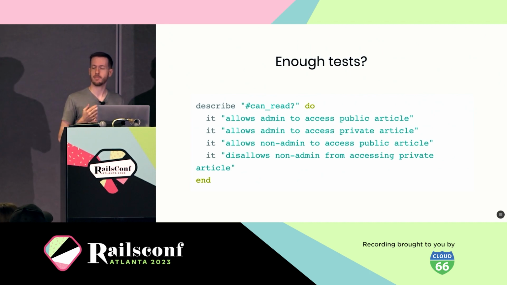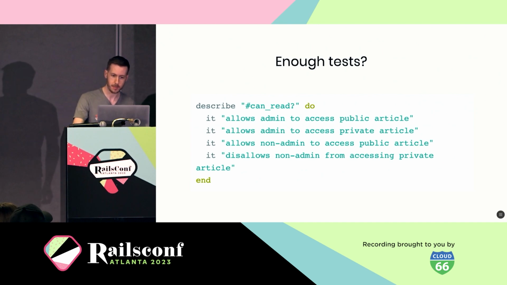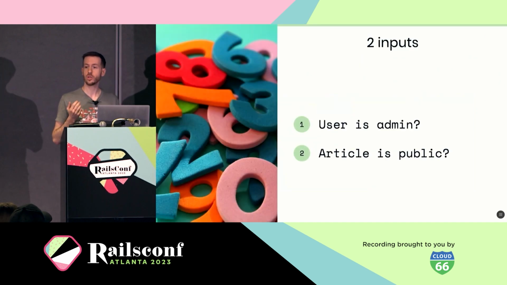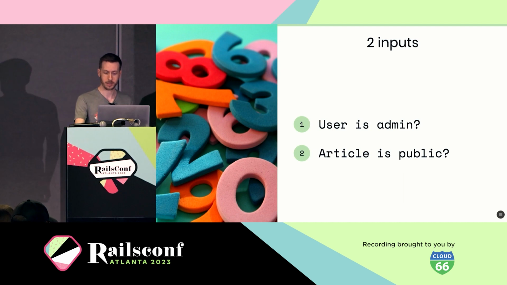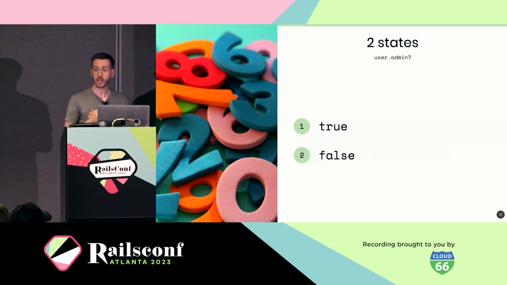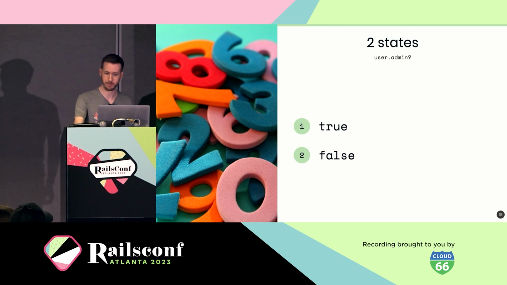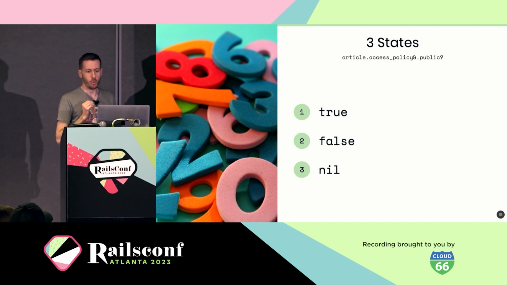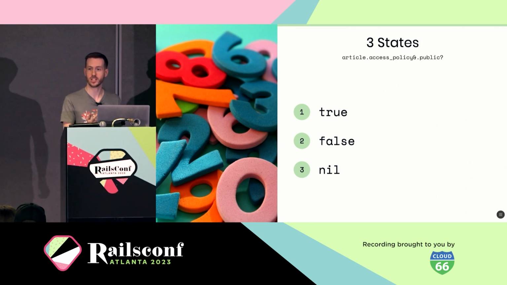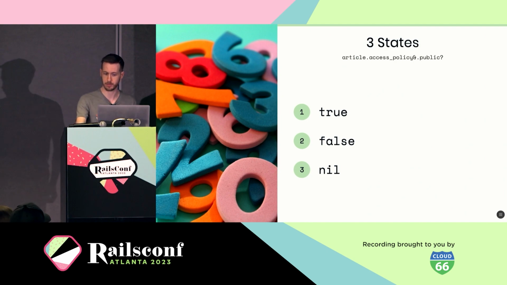Well, how do we feel more confident? Well, there are two inputs into this method. One, whether or not the user is an admin, and secondly, is the article public. Checking whether the user is an admin has two states. It's something that's either true or false. Simple enough. Whether or not a policy is public, though, has three states. It's true, false, or nil. That's because we have that safe navigation there. There's some uncertainty that's happening in this system.